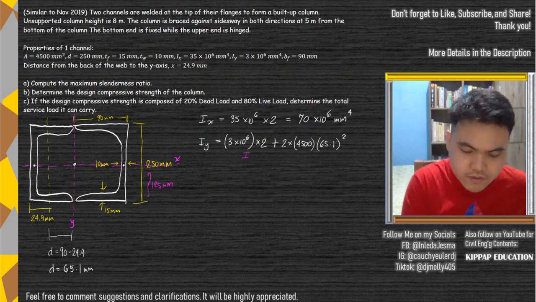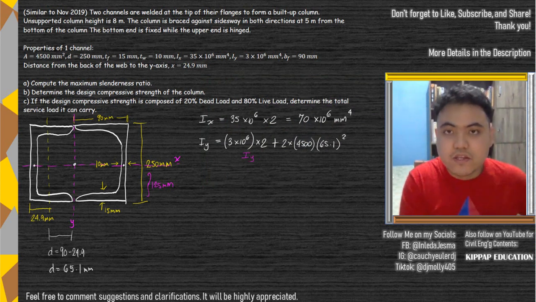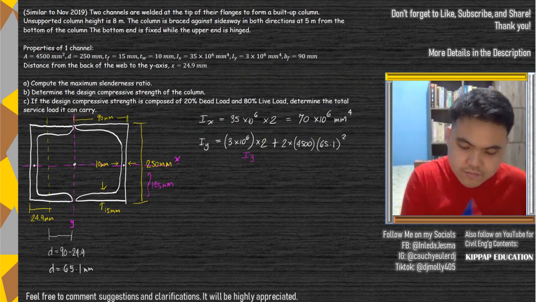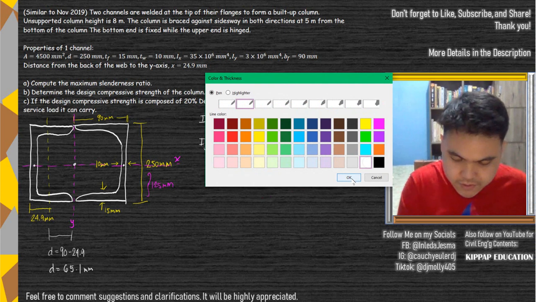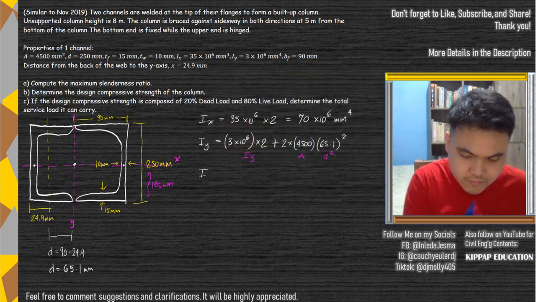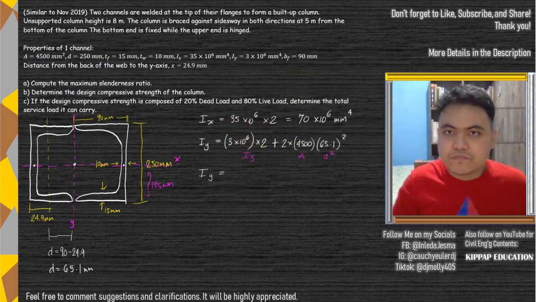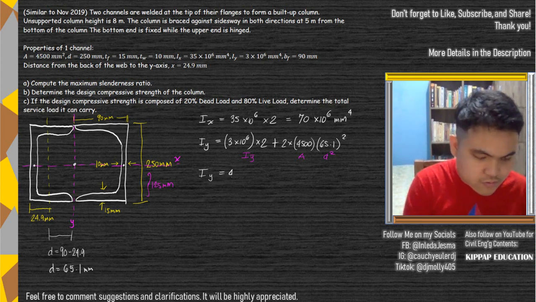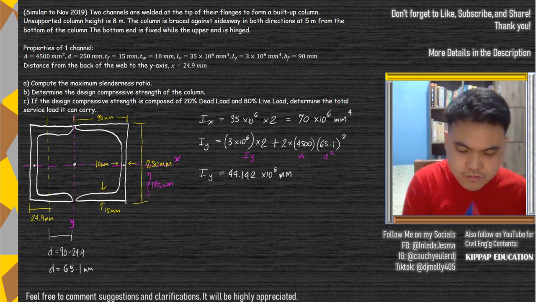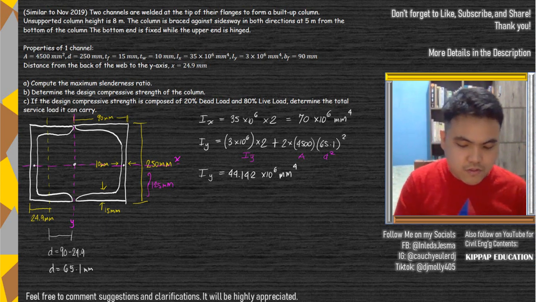This one is your I sub Y bar. Tama? Then, ito yung A, ito yung D squared. Right? So, solve lang natin. IY is equal to 44.142 times 10 raised to 6 millimeters to the fourth.